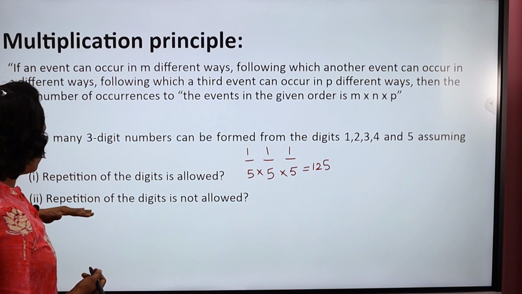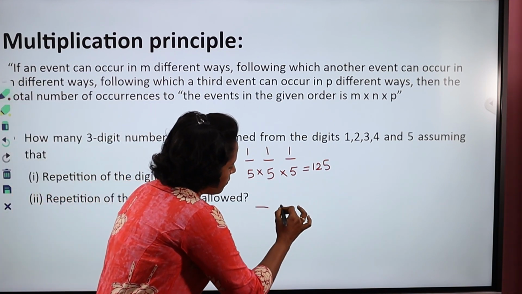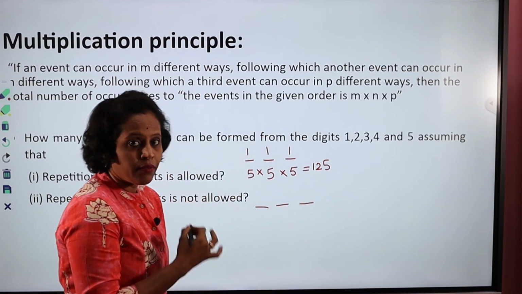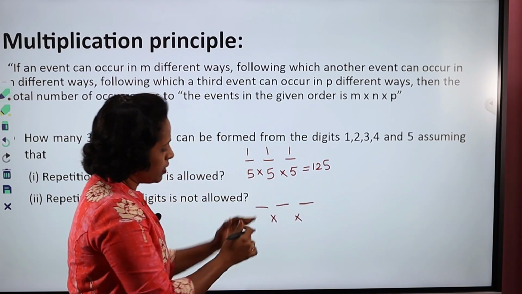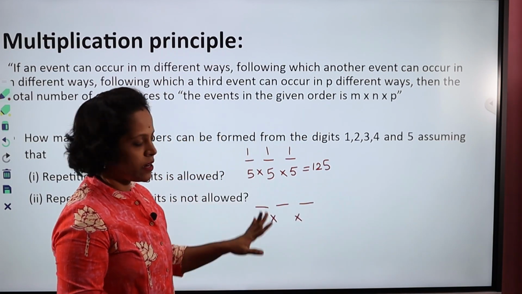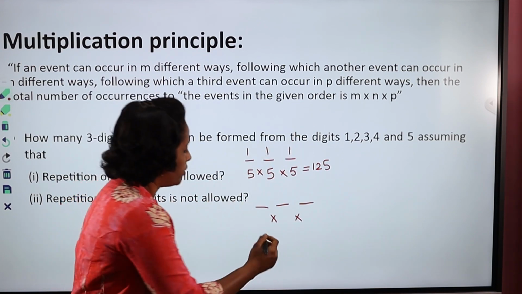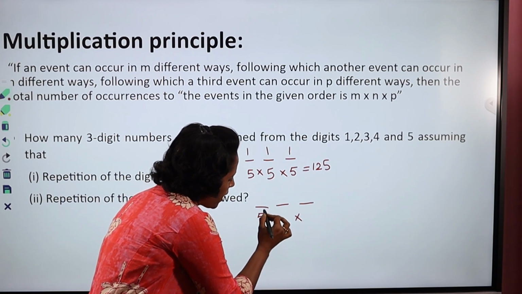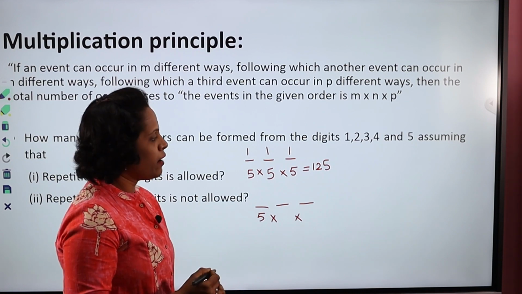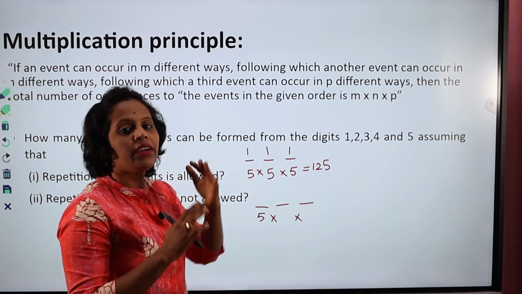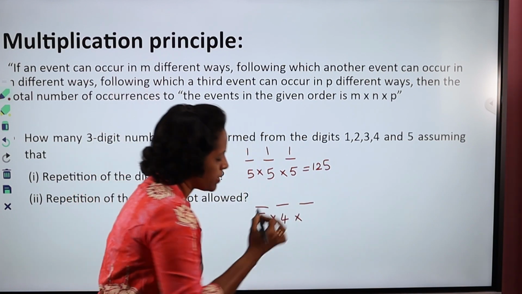The next question, repetition of the digits is not allowed. So, same, we have 3 blanks. We are going with multiplication principle because we have a condition and this should be filled and this, right? So, for the first blank, we have 5 options 1, 2, 3, 4, 5, any of the 5 numbers. So, it can be filled with any of the 5 numbers. Because repetition is not allowed, for 1 digit is already over, we have only 4 digits left with us. The second blank can be filled in 4 different ways.